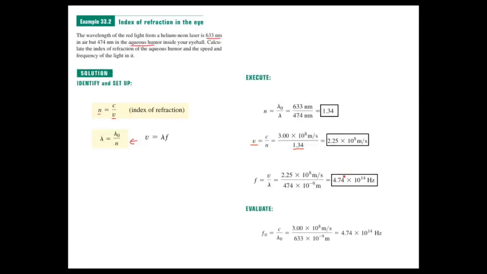Notice that this frequency is actually the same as it is in vacuum. In that case, f naught is going to be c over the wavelength in vacuum, and I get the same number. And this is in fact what the eye is sensitive to, not the wavelength. And so the color doesn't change when the light goes through the fluid in the eye. And this ends example 33.2.